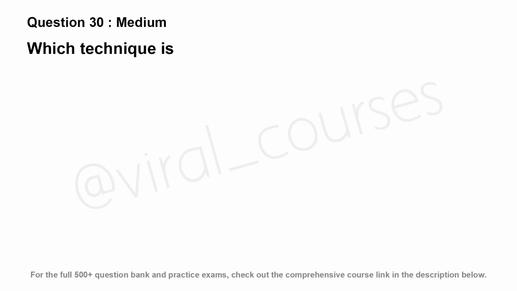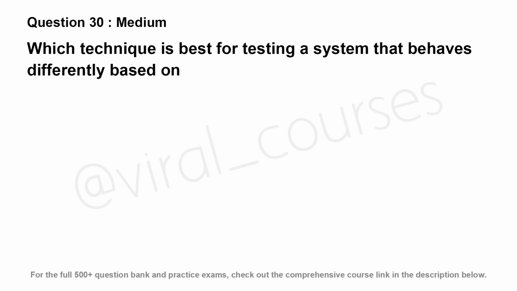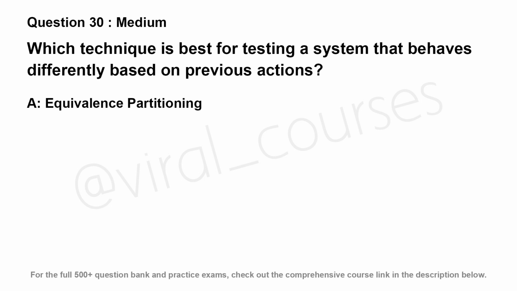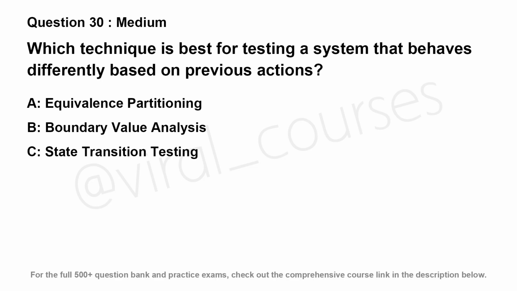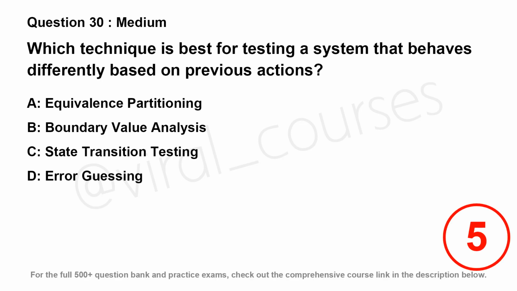Which technique is best for testing a system that behaves differently based on previous actions? Option A. Equivalence partitioning. Option B. Boundary value analysis. Option C. State transition testing. Option D. Error guessing.